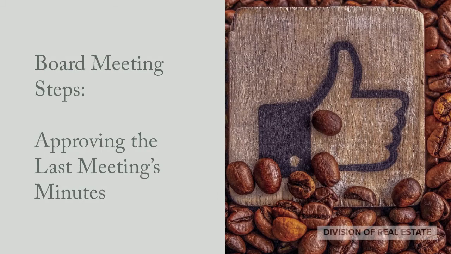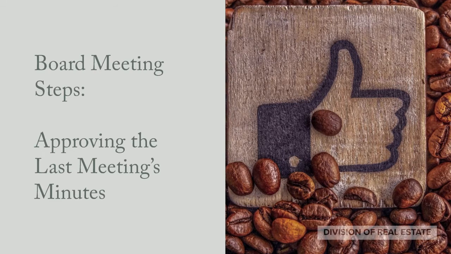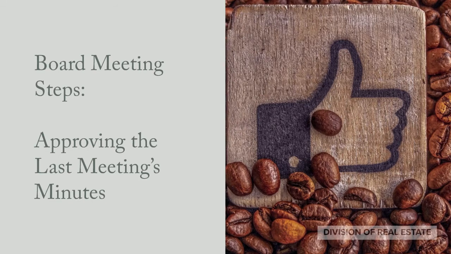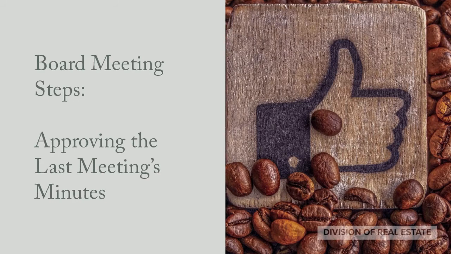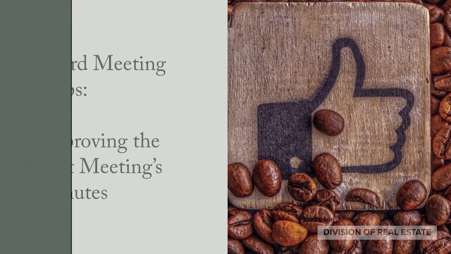The next step is approving the last meeting's minutes. The board will need to take care of the past meeting items. Before any official business can go forward in the meeting, the board should approve the minutes of the prior meeting. This can be done by asking the secretary to read the minutes of the prior meeting or by sending the minutes to members prior to the meeting to review. The chair then asks the board members if there are any corrections or changes to the minutes. If there are no modifications, the chair announces that the minutes are approved as to form and as written.